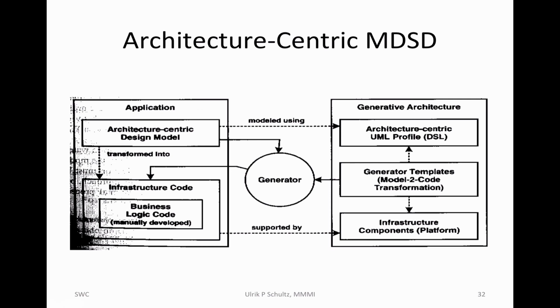We work with what we call architecture-centric model-driven software development, where on the left we have our application, where we have a design model that describes it. It's modeled using our UML profile or domain-specific language. The generator then generates all of the infrastructure code in which we can nest the business logic code, which is the interesting code that we want to write by hand because it does something useful, not all of the nasty move data back and forth between different layers stuff. And again, this is supported by an infrastructure, which often could be a set of components or some sort of platform.